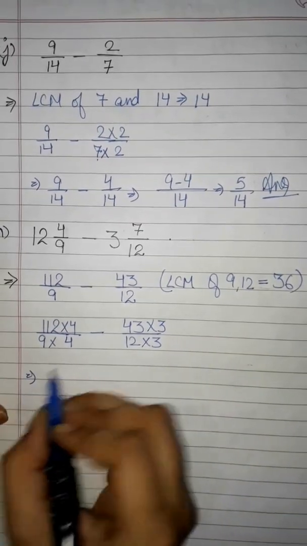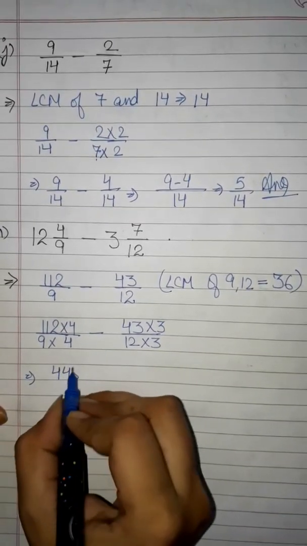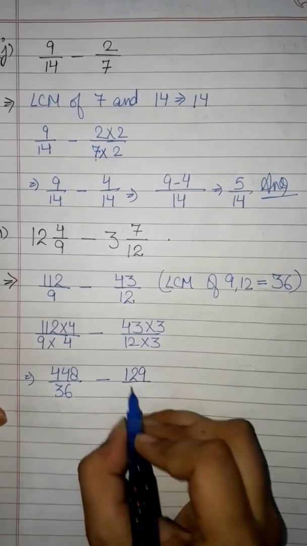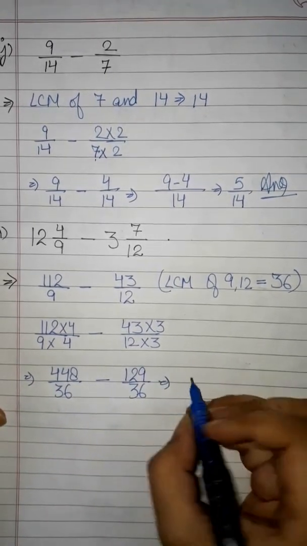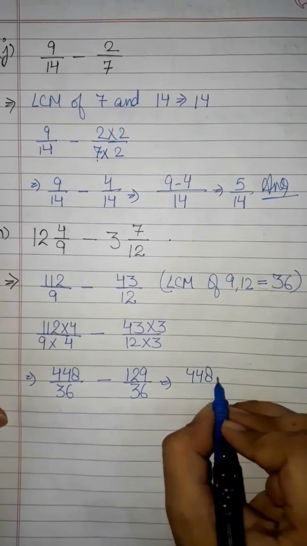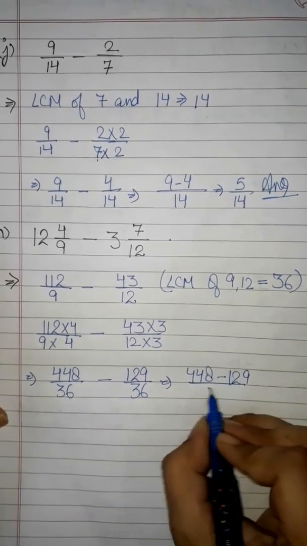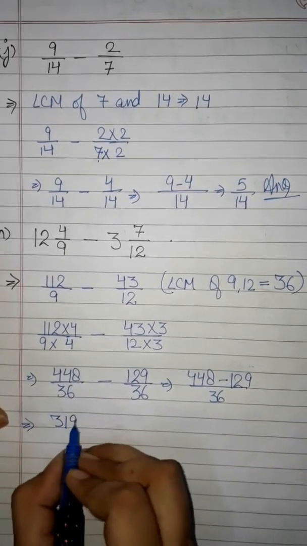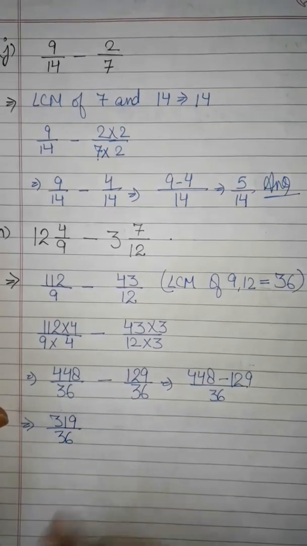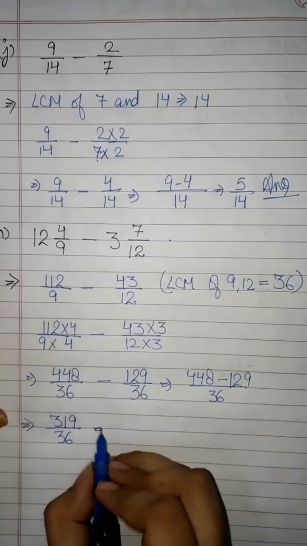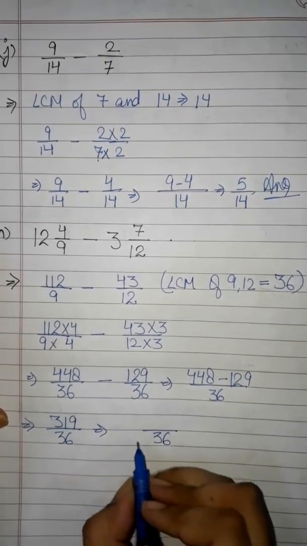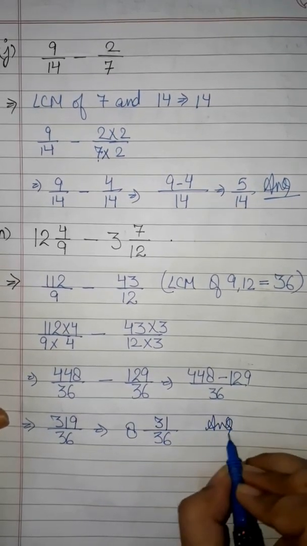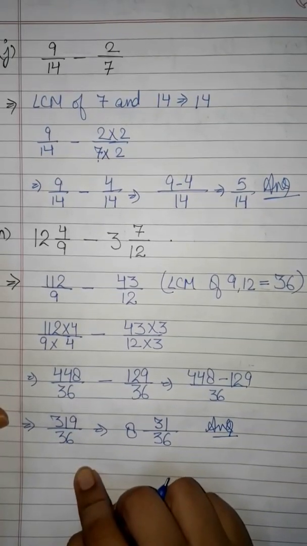So what we will get by multiplying by 4? 448 divided by 36 and 129 divided by 36. Now togetherly we can write 448 minus 129. What we will get? 319 by 36. Now children, see, this is improper fraction. Change into mix. So you will get 8 whole, quotient will be 8 and the remainder will be 31. For dividing you can do in rough.